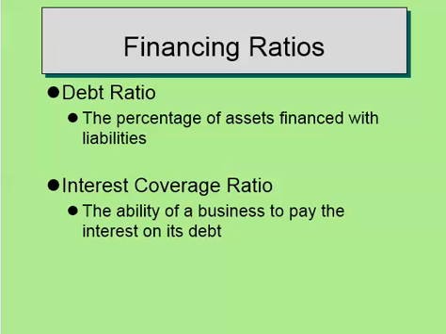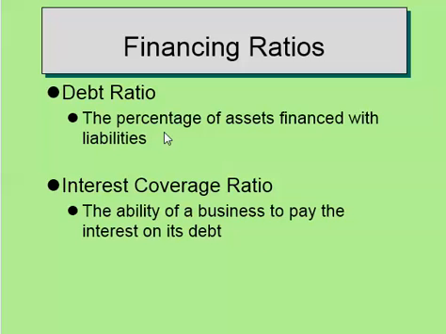Okay, let's look at two ratios that companies use, or that we can use, to evaluate a company's position. The first one is called the debt ratio. This tells us what percentage of a company's assets are actually financed with liabilities. Obviously, a high debt ratio can be troubling because a company may not be able to pay all their debts as they come due. Some companies or industries, though, do tend to run very high debt ratios.